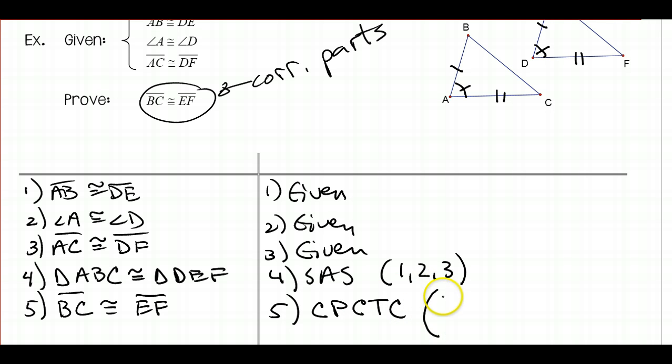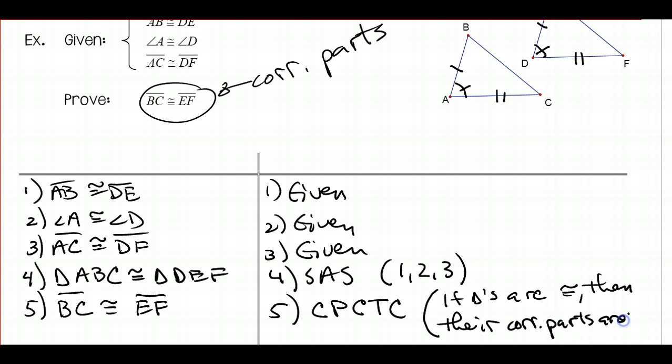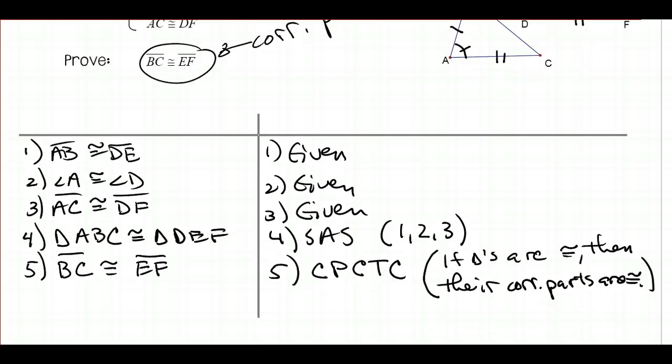Okay, really you just have to write this for the notes. I'm just going to put in here, if triangles are congruent, then their corresponding parts are congruent. Okay, so that's really what we're looking at there. So that's our first example.